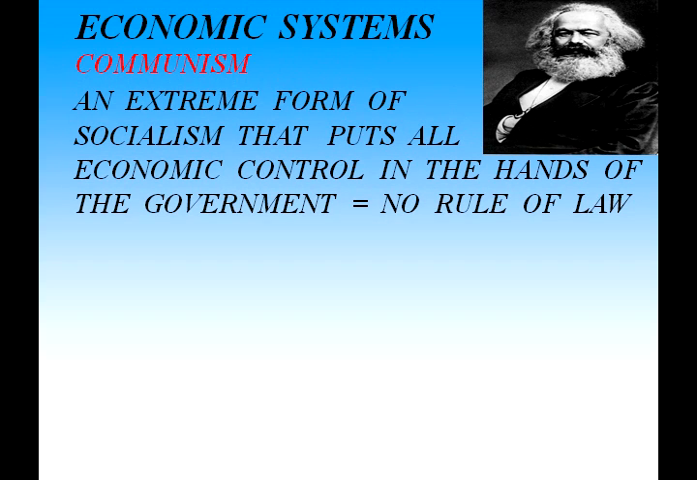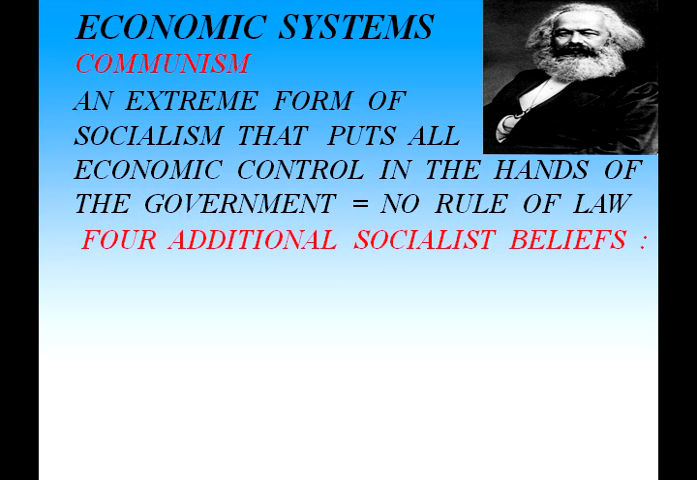Communism is an extreme form of socialism that puts all economic control in the hands of the government. There's no rule of law as we are familiar with here in the United States. Because communism grew out of the socialist movement, we're not going to look at the history and origins of communism. We're going to go directly to the beliefs behind communism. And there are 4 additional socialist beliefs that we add on here.